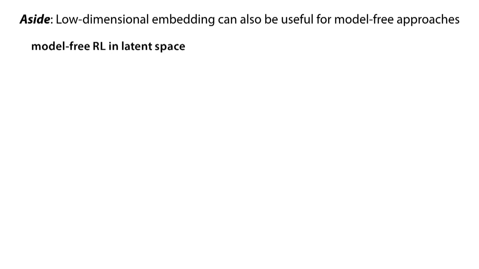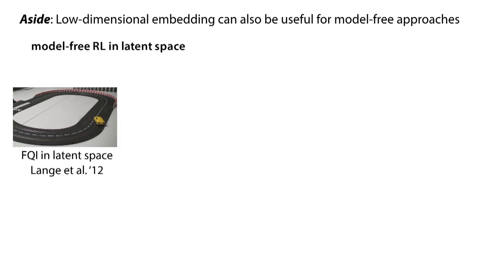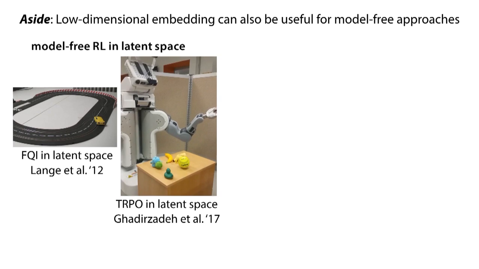So in 2012, Lange et al. performed fitted Q iteration in a latent space to be able to learn a task on a toy slot car. And also, there was a more recent paper that used trust region policy optimization in a learned latent space and was able to learn a policy on a real robot, in this case for throwing an object onto another object. Typically, you wouldn't be able to apply TRPO on a real robot because of the need for an extreme amount of samples. And so I think that this result is quite impressive and shows that if you have a good latent space, you can learn very, very efficiently, even with algorithms that are typically very inefficient.